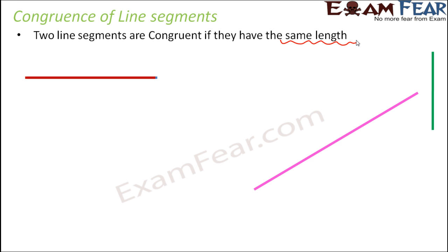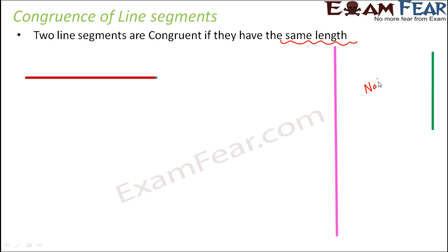Let's say you have a pair of line segments like this. Just by looking at them, you can't identify if they are of equal length or not. So just rotate it so that you have it in the same orientation, and now it is very easy to see that the pink line segment is a lot longer than the green line segment. Therefore, these two line segments are not congruent.